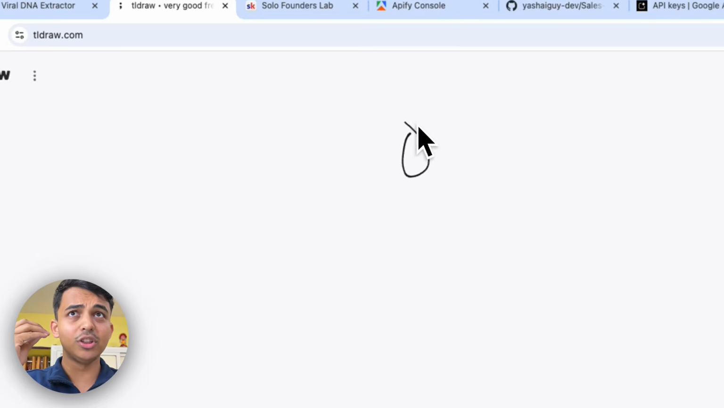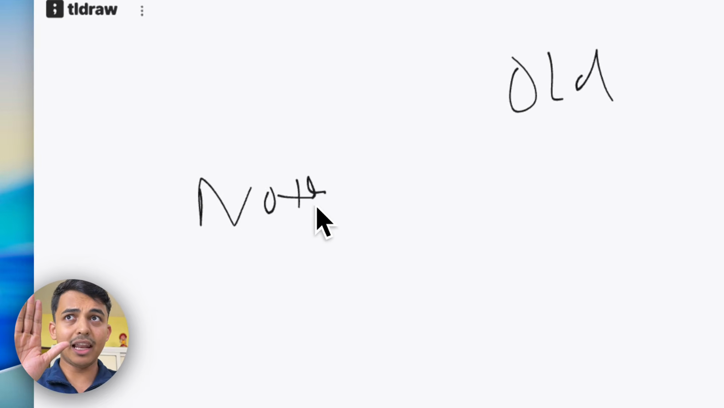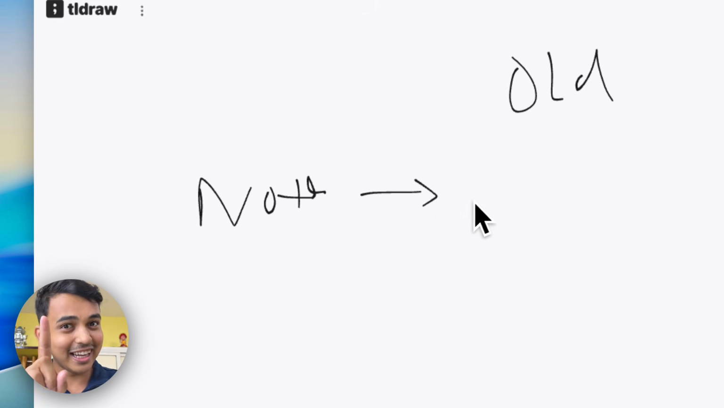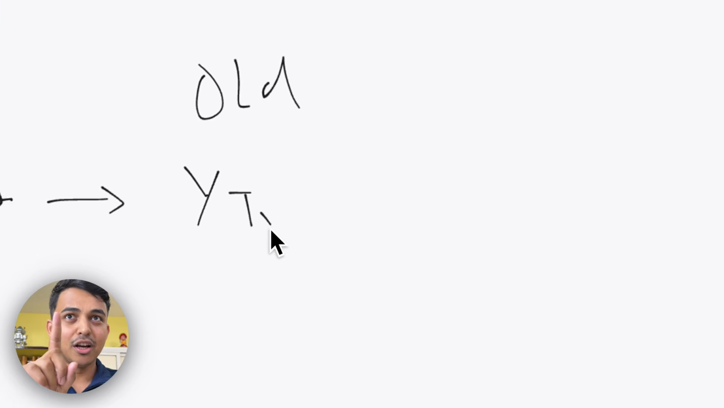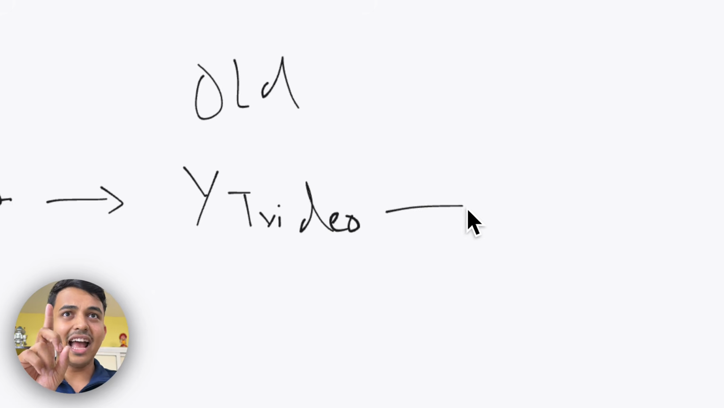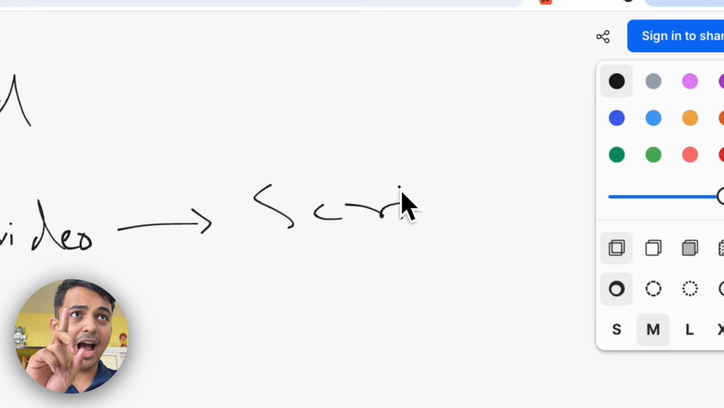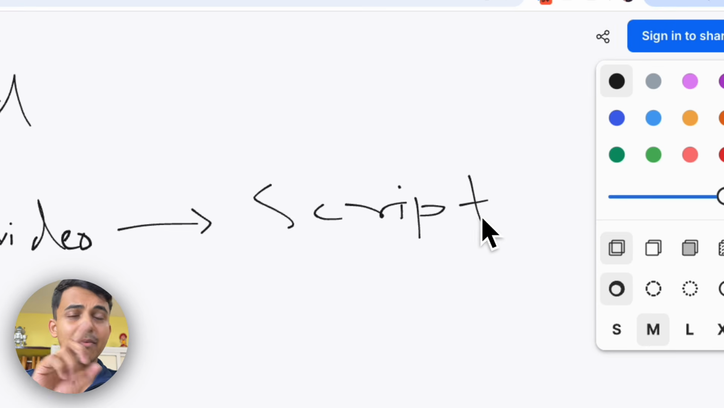Let me explain. How does the old system work? They tell you to go to NotebookLM. Sorry for my bad handwriting. Just put some YouTube videos from the content that you want to clone, the YouTube content, and then just ask it to write you the script. Well, I'm going to explain why this method doesn't work.